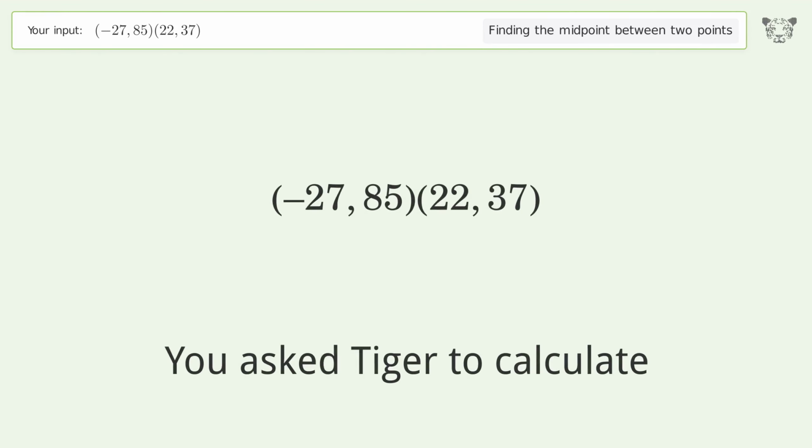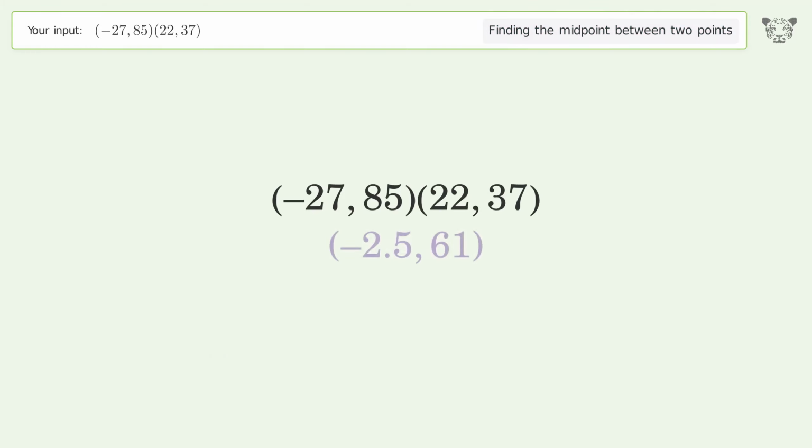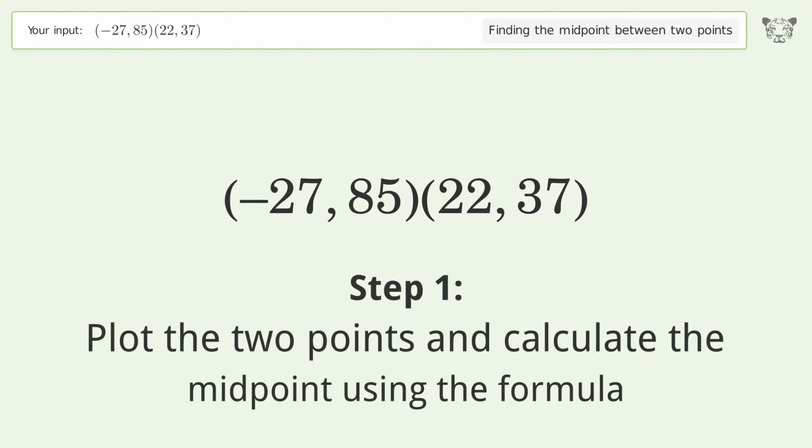You ask Tiger to calculate. This deals with finding the midpoint between 2 points. The midpoint between the 2 points is negative 2.5, 61. Let's solve it step by step. Plot the 2 points and calculate the midpoint using the formula.